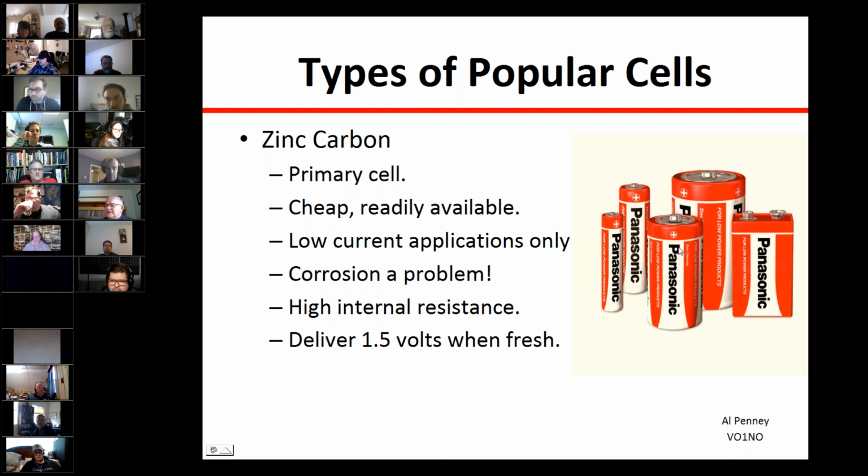If you remember your old flashlights, if you put your flashlight away after camping season, next year you pulled it out, they probably had leaked and ruined the inside of the flashlight itself. And when they're fresh, they deliver 1.5 volts. So that's a zinc carbon.